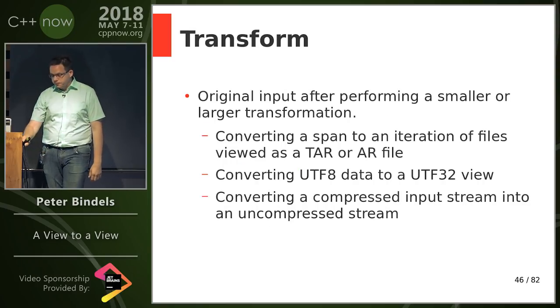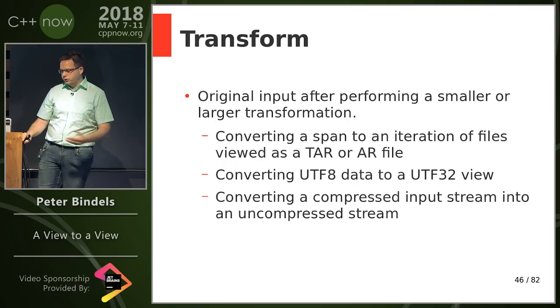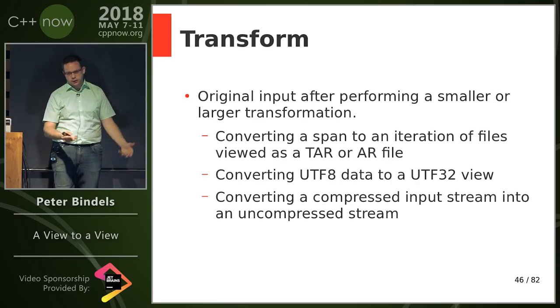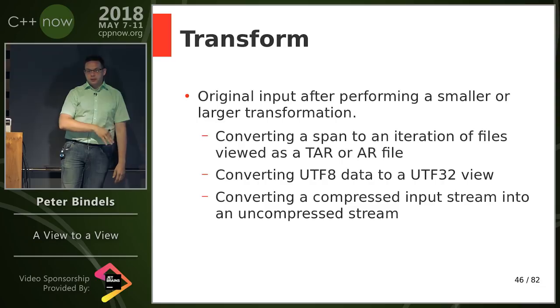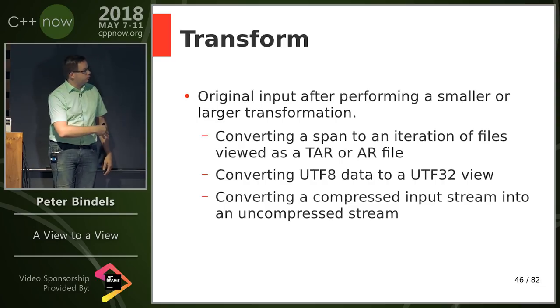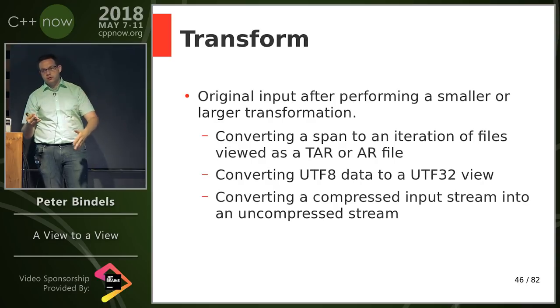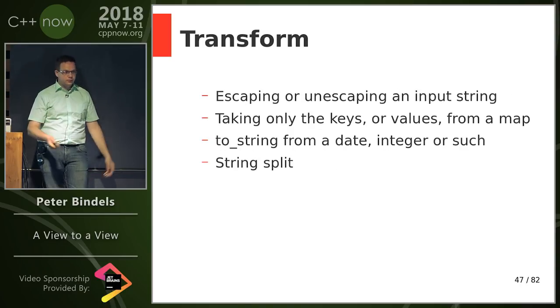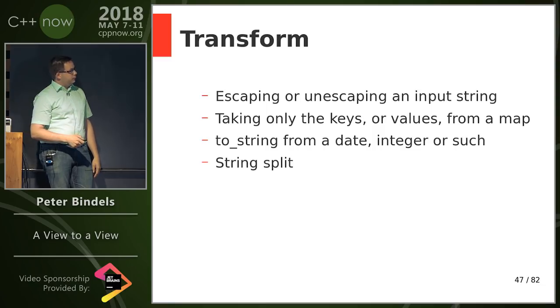Then we have transform. And transform is most of the views that you're probably going to be writing. So I have a span, and I'm converting it to a tar file or an AR file. I have UTF-8 data, I can make it UTF-32. I can take a compressed stream and uncompress it, or vice versa, take the uncompressed stream and make it compressed. Stacking views that way, I can escape values, I can unescape them. I can make an HTTP parser out of it.